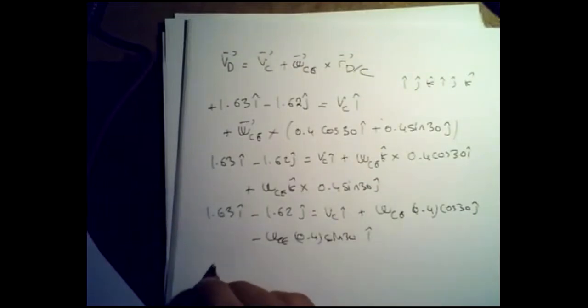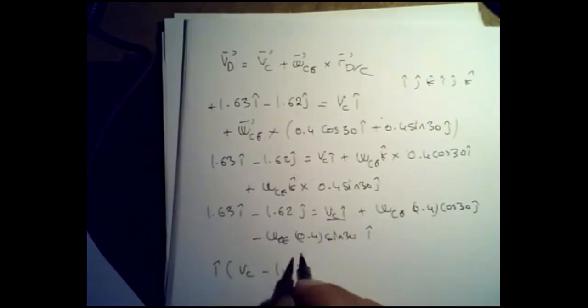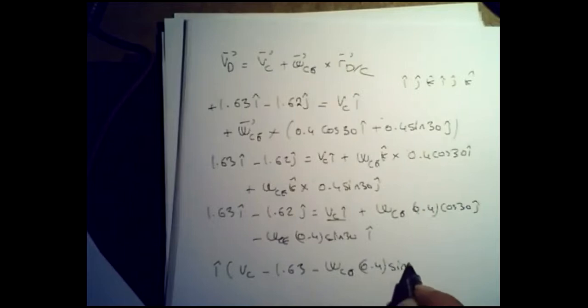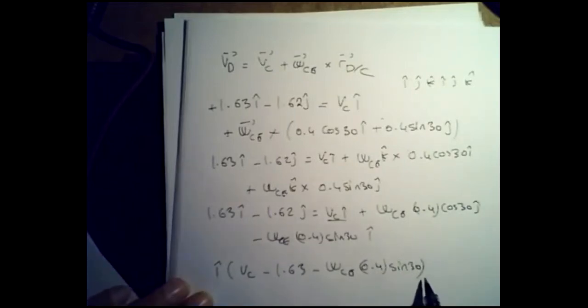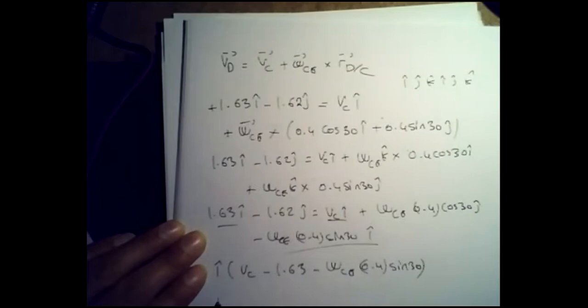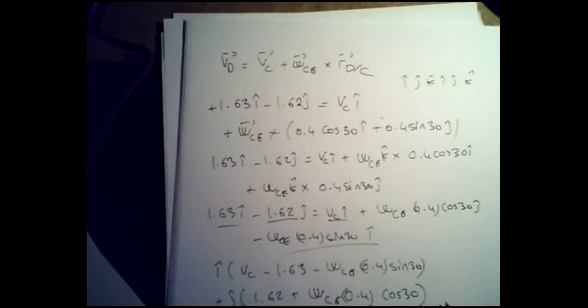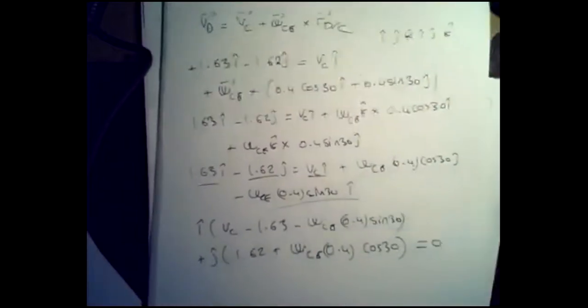So putting I's together, so I times VC minus 1.63 minus omega CE times 0.4 times sine 30, plus J multiplied by 1.62 plus omega CE times 0.4 cosine 30, is equal to 0, right? So each one of those is going to be equal to 0.